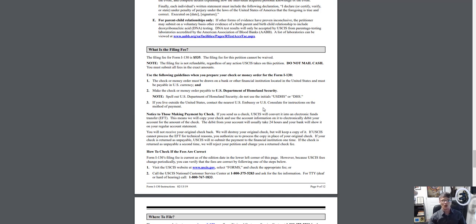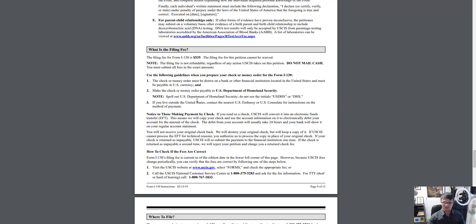Make sure you're familiar. What is the filing fee? Now, the filing fee, like I said, is $535. Now, some petitions, some application forms, you can do a waiver. In this case, you can't. There is no way to waive that $535. The filing fee is not refundable, regardless of any action USCIS takes on this petition. Do not mail cash. Somebody already did. You must submit all fees in the exact amounts.